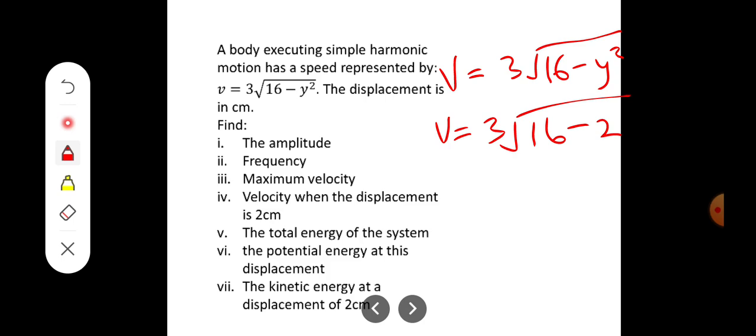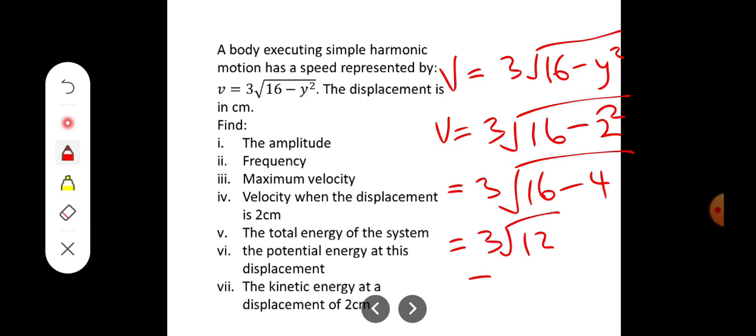Since it's in centimeters, the velocity will be in centimeters per second. So v now will be equal to 3 square root of 16 minus your y, which is 2 squared. That will give me 3 square root of 16 minus 4. That will be 3 square root of 12. And 3 times the square root of 12 is going to give us 10.39. Here it will be centimeters per second since our displacement is given in centimeters.